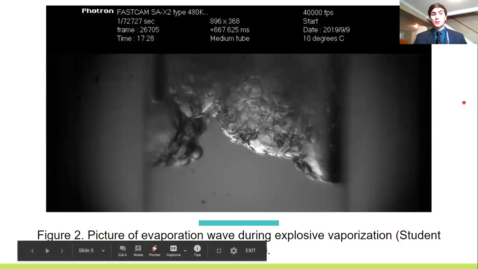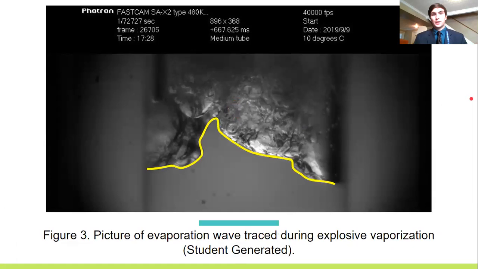This is a picture of an evaporation wave during explosive vaporization, and the evaporation wave is this yellow traced line, where above it is the already evaporated gas from the superheated liquid, and below that is superheated liquid that is still in its liquid state. The interface is the evaporation wave, between the gas that's already been evaporated and the superheated liquid that is still in its liquid state. As you can see, it is a squiggle. There are a whole lot of shapes and sizes that occur throughout this video, which you might have seen in one of the previous videos I showed.